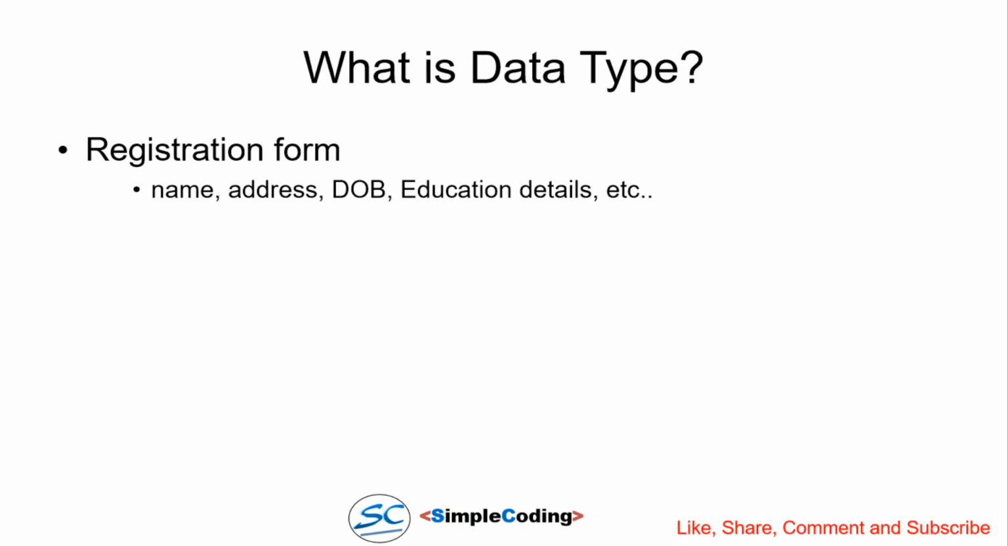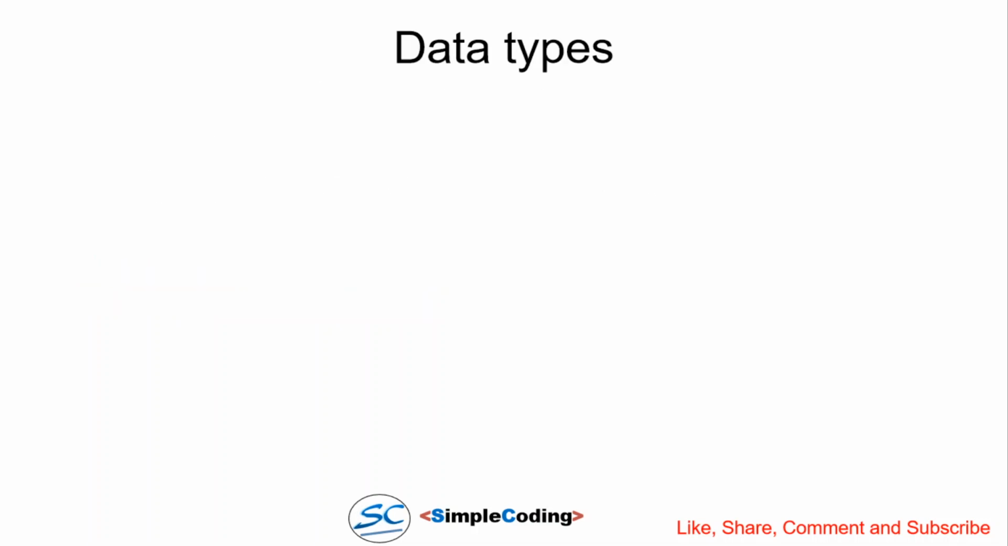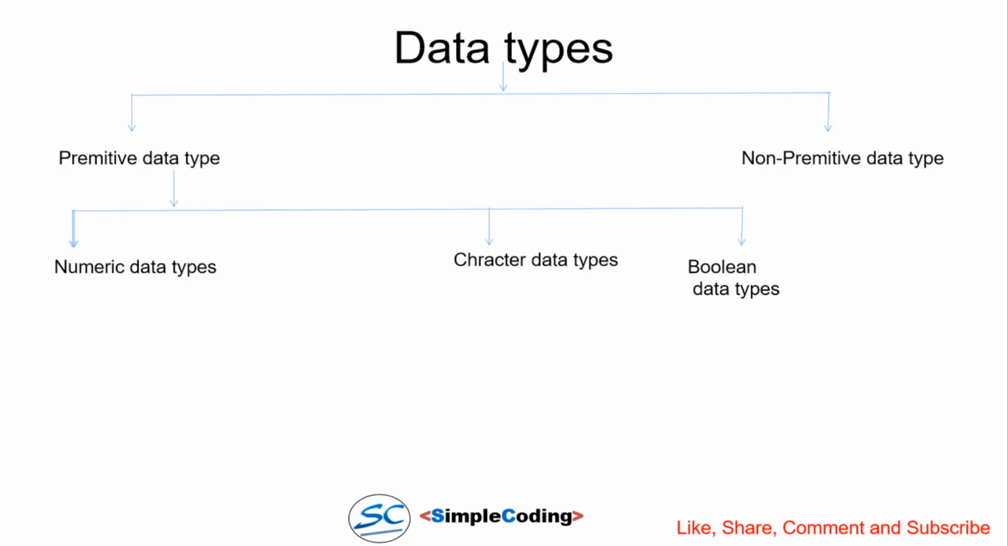So when we look at the registration form, we can mainly divide it into two parts. First is text format, another is number format. A number can be integral or decimal. So in this way, we have multiple data types that can be used in Java. Let's look into it. First is primitive data types and second is non-primitive data types. In primitive data types, we have mainly three types: numeric data type, character data type, and boolean data type.